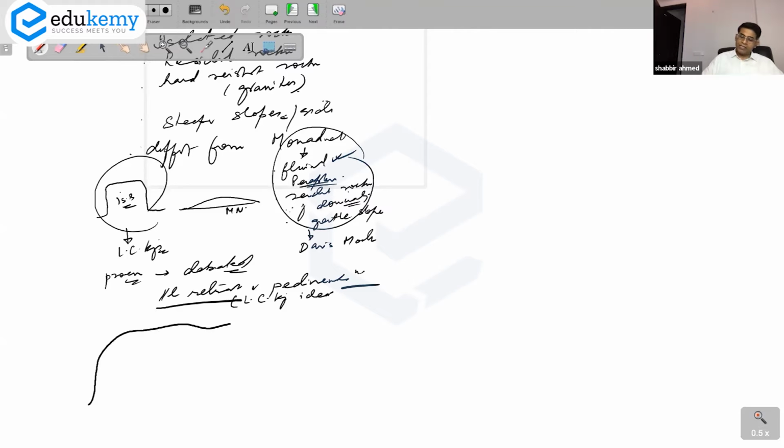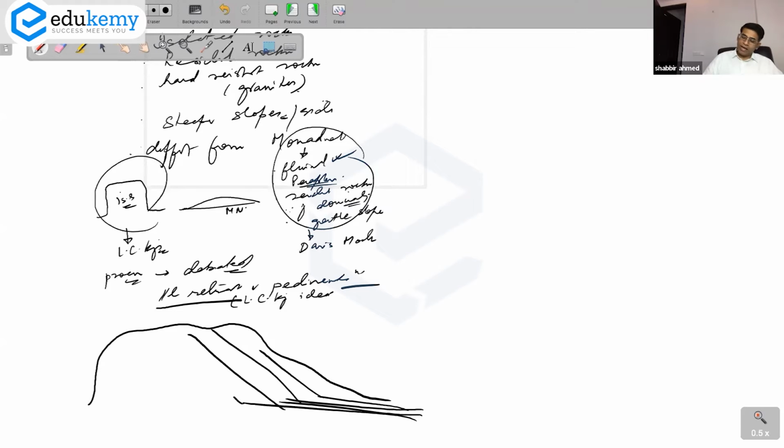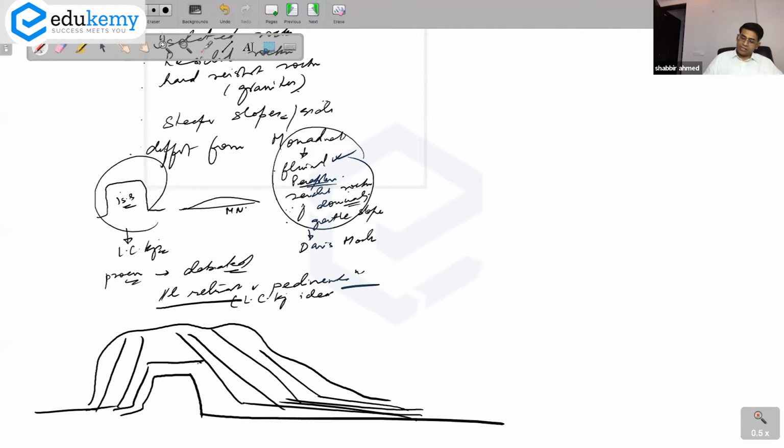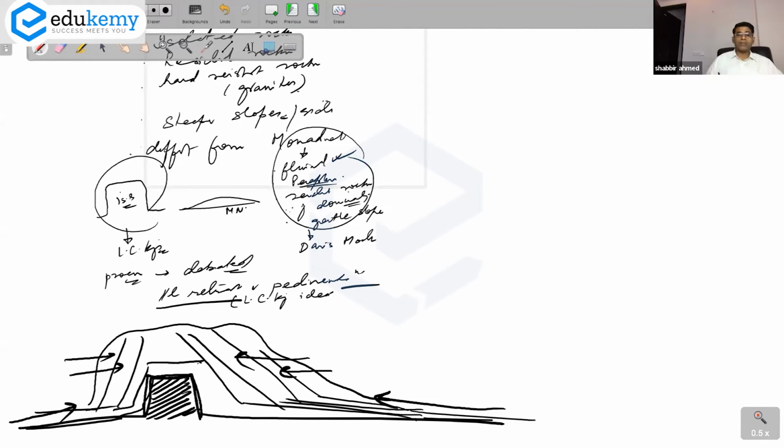So maybe this is the landform. Over time, this is moving back and this is moving back, it moves back, this moves back. So what we are left with ultimately is this. This becomes your Inselberg. So, parallel retreat of the slopes, and this is the process of pediplanation. The pediment slope grows here and the back wasting happens. So this is the Inselberg.